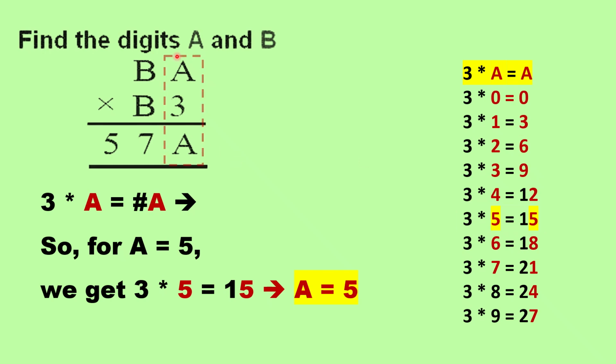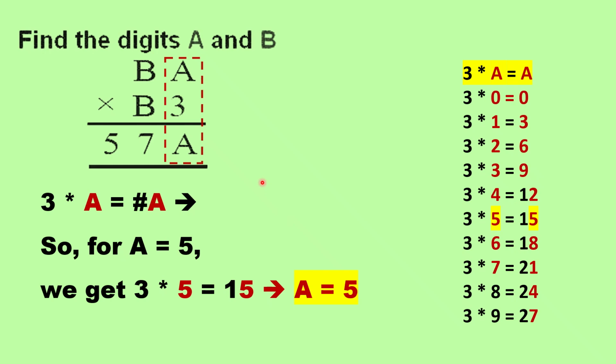So 3 into 5, 15. That means you will write 5. So possibly A is 5. For A equal to 5, 3 into 5 is 15, and the units digit happens to be the same. A is 5, and here also the units digit A is 5. So we can say A equal to 5 tentatively. The 0 part we will discuss later. If it is not 0, it has to be 5. 5 is the only digit where 3 into 5 gives you a number ending in 5. So let us say A equal to 5.